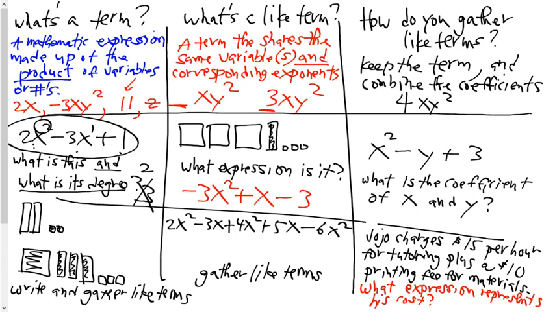Question 6 says x squared minus y plus 3. What is the coefficient on x and y? The coefficient of x is right here. The coefficient of x is 1.